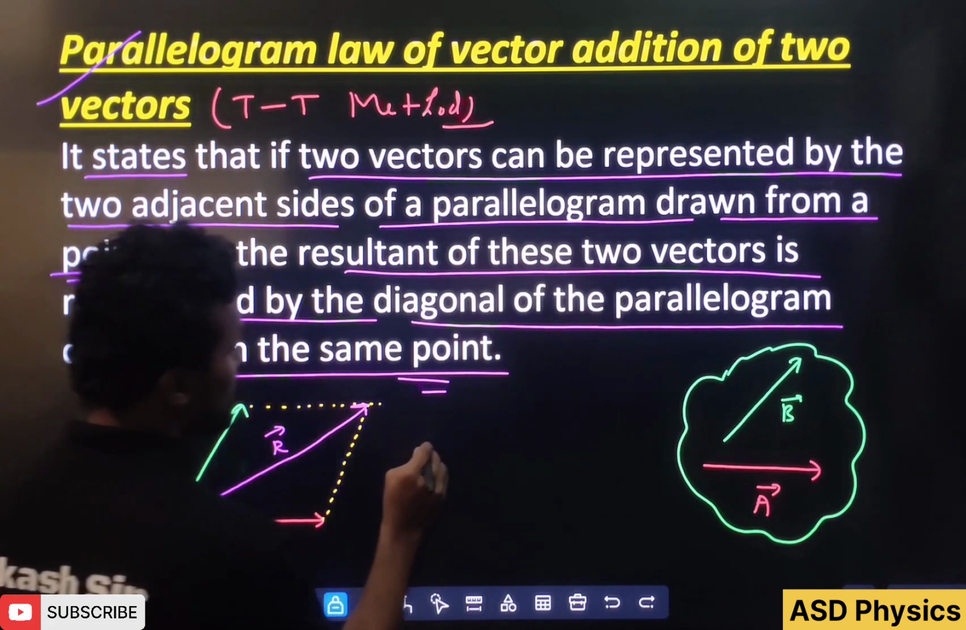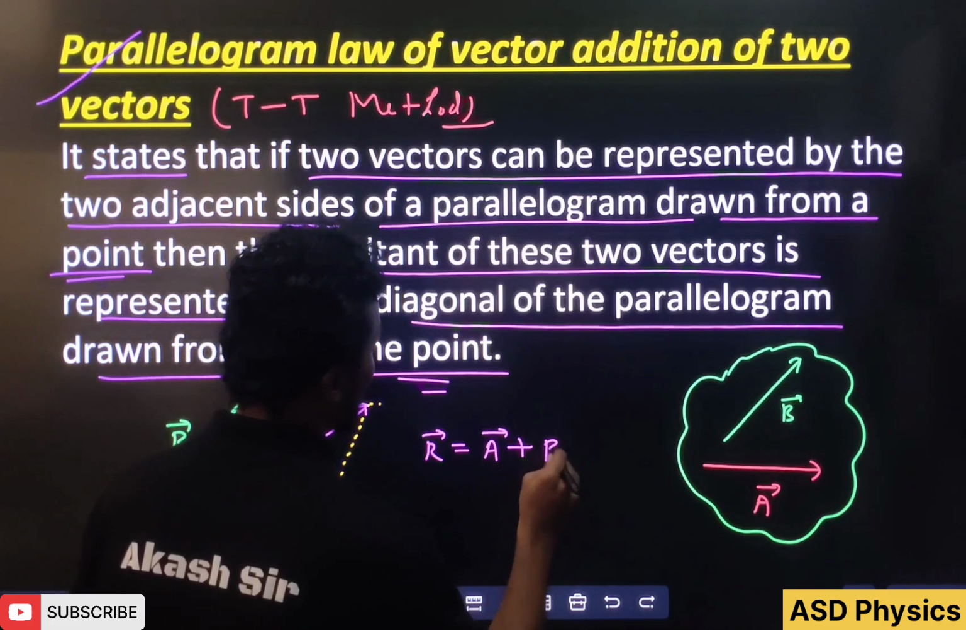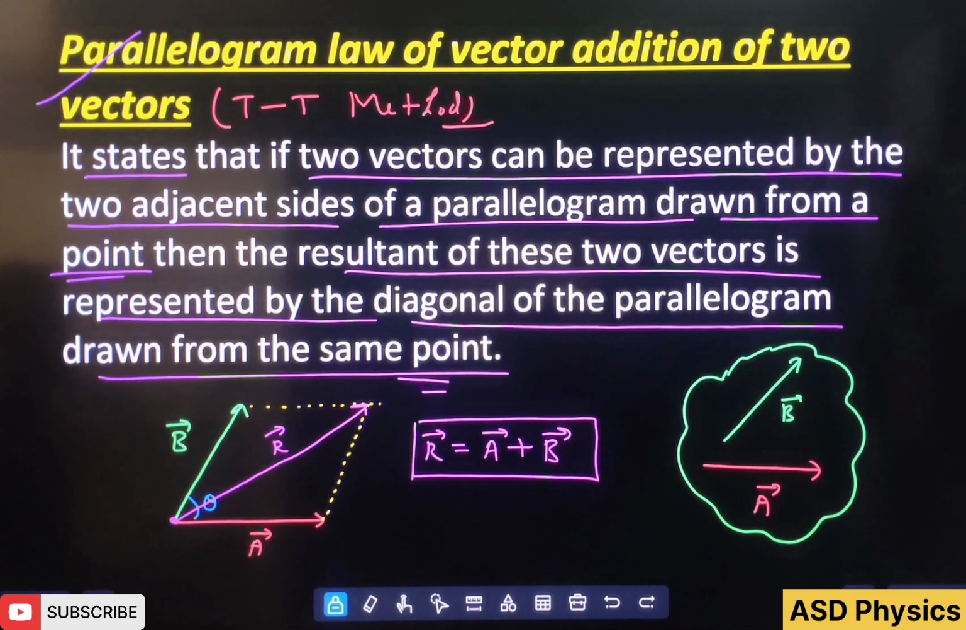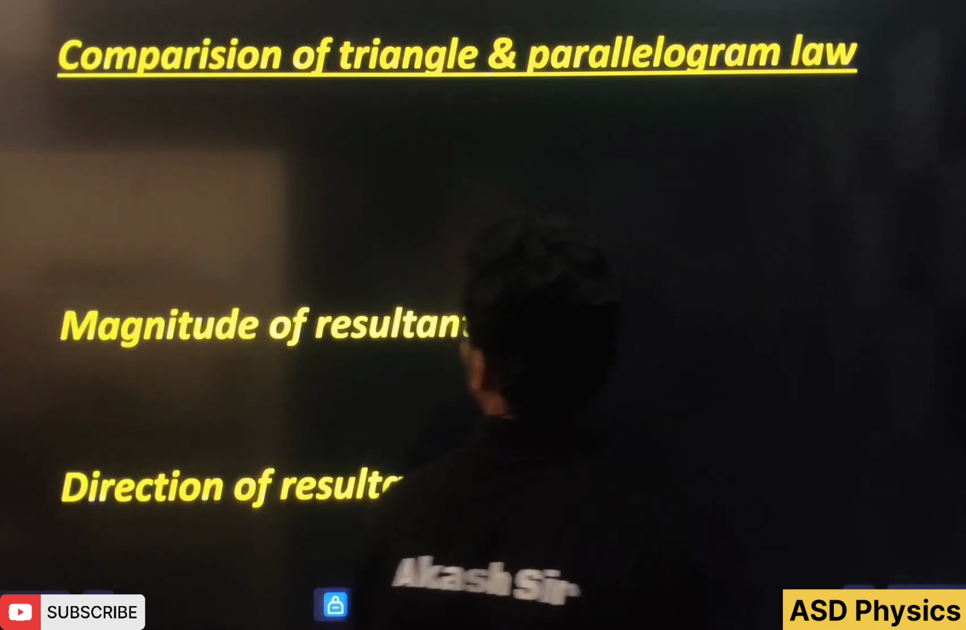So here also we can say, vector R equals vector A plus vector B. This is the parallelogram method, the tail to tail method. Very well, very easy. Is it, students? Now let's see.